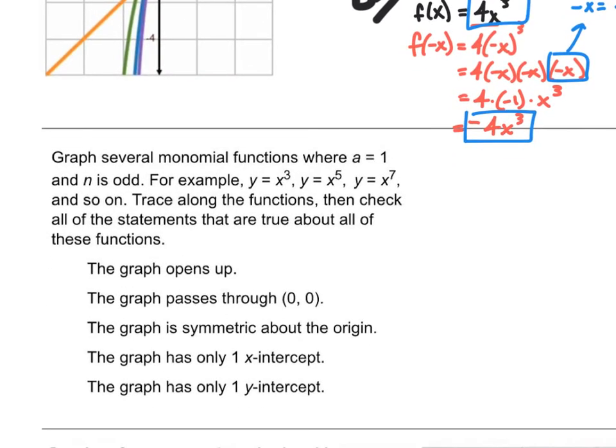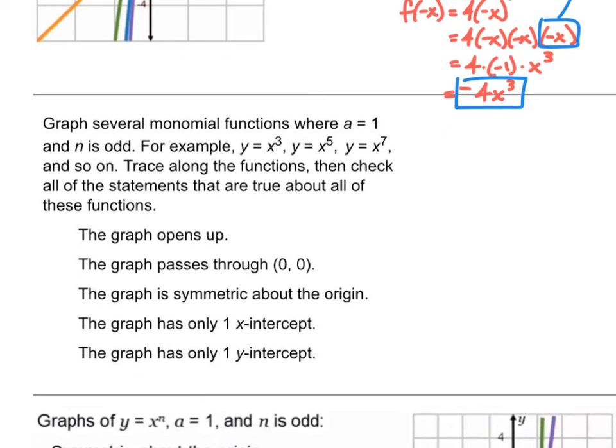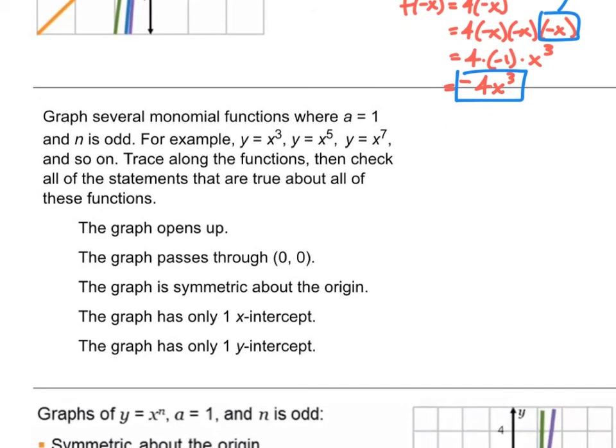Good question. Okay, let's get our computers out, and I want you guys to do this next problem on your own. I want you to graph these monomial functions: y equals x cubed, y equals x to the fifth, y equals x to the seventh, and so on. Then trace along the functions to see what's true about all of them.